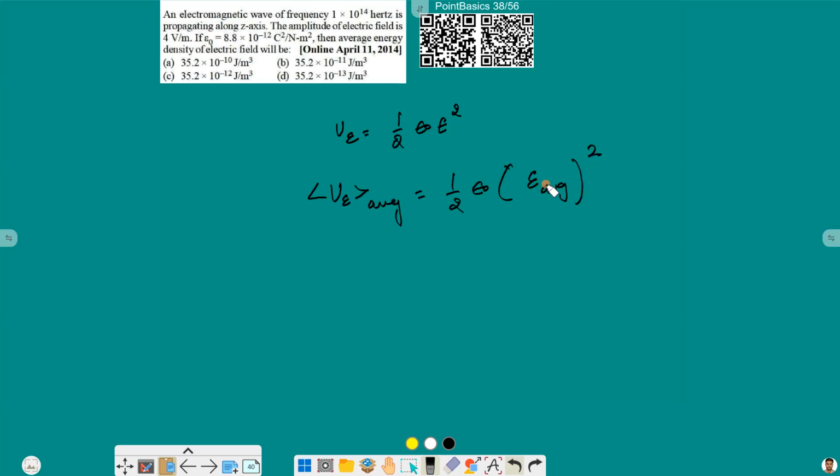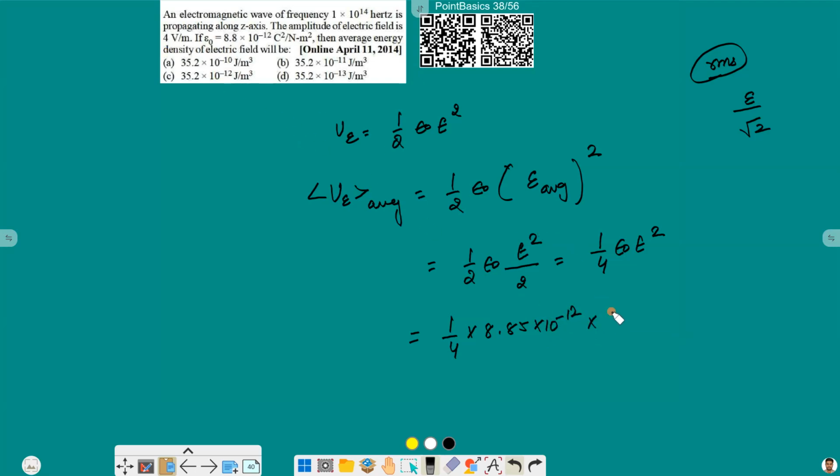Now, what is the meaning of average here? That is basically the RMS value, and we know the RMS value will be E by root 2. So this will become half epsilon naught E squared by 2, which is basically 1 by 4 epsilon naught E squared. So, 1 by 4 into 8.85 times 10 raised to the power minus 12, and E squared will be 16. Solving, we will get 35.2 into 10 raised to the power minus 12, and that is option C here.